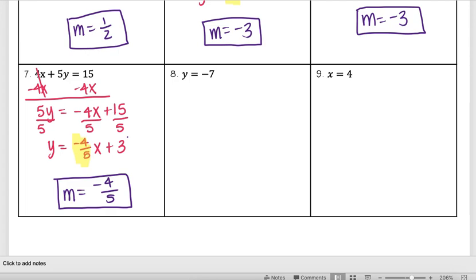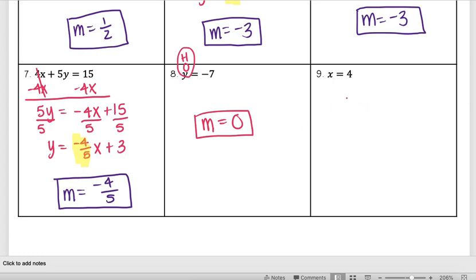So these ones are different because it's just y equals a number, y equals negative 7. And for number 9, it's just x equals 4. So here is where we need to remember our HOY and VUX. So that first one is a y, so that's HOY. And that middle letter is what represents my slope. So this one's an O, and so that means that the slope is 0. So always remember your HOY VUX for these.